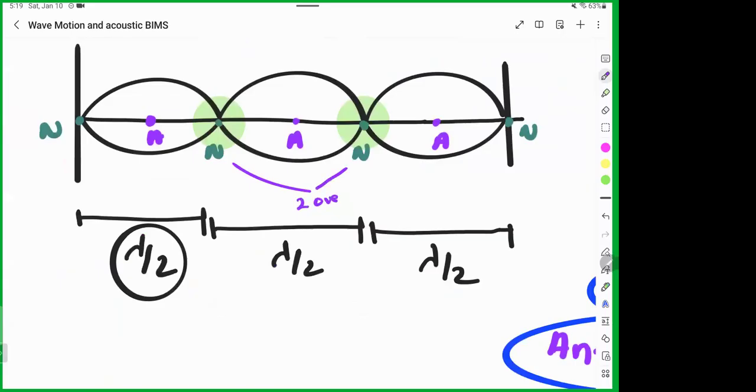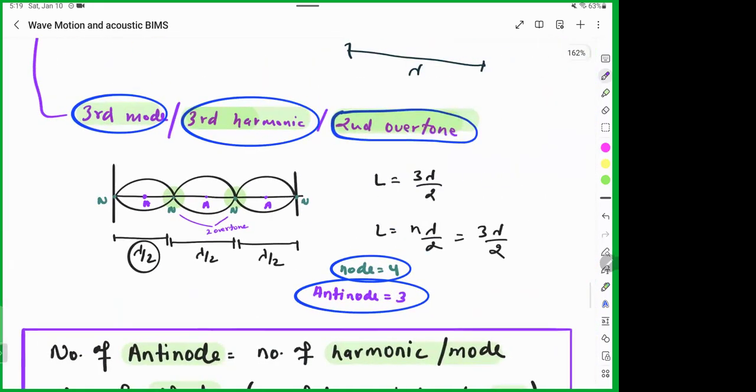Two overtone. Because you will be confused between these words: overtone, harmonic, mode. Harmonic and mode are the same thing. Overtone is one less.